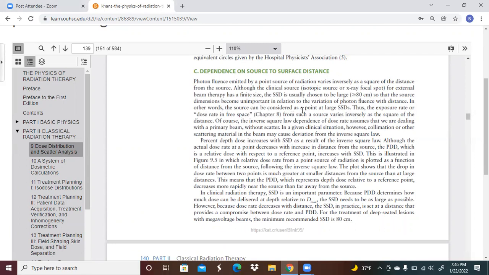So the exposure rate or the dose in free space from such a source varies inversely as the square of the distance. The percent depth dose increases with SSD as a result of the inverse square law. In other words, the further away you get, and again, this may sound a little counterintuitive, the higher the PDDs actually become. And that's relative to where they were if you moved in closer to the source. So although the actual dose rate at a point decreases with increase in distance, the PDD, which is a relative dose with respect to a reference point, increases with SSD.